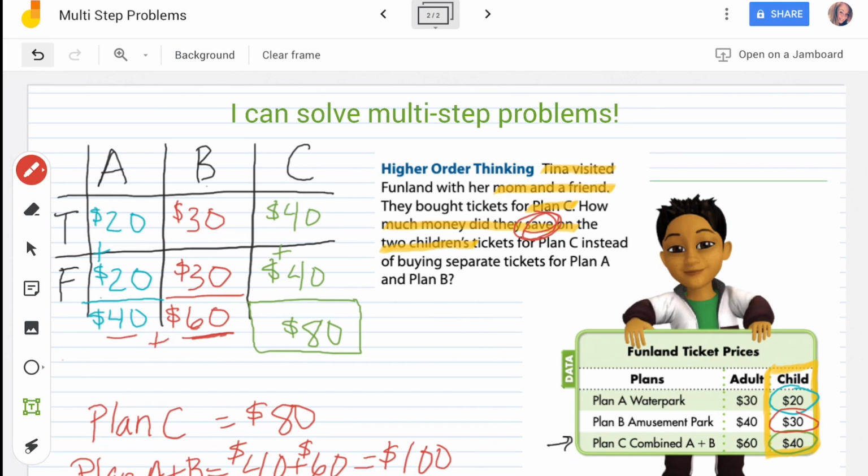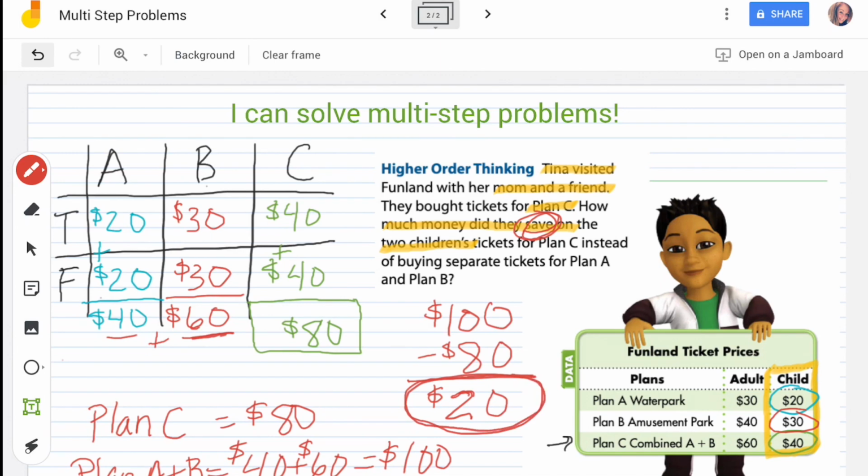Well, let's figure out how much less, like the question asks. How am I going to do that? If you're thinking subtraction, you are right. If I know that plan A and B cost $100 and I only paid $80 under plan C, I'm going to subtract them to find the difference. $100 minus $80 is what? $20. So that means that they saved $20.